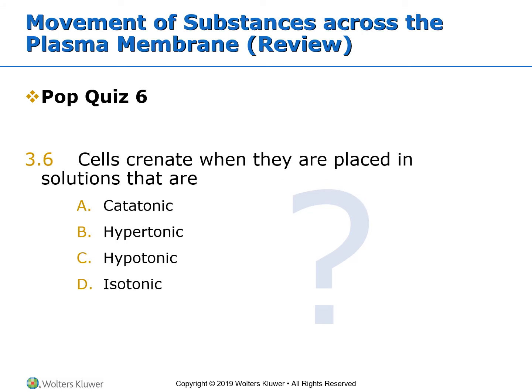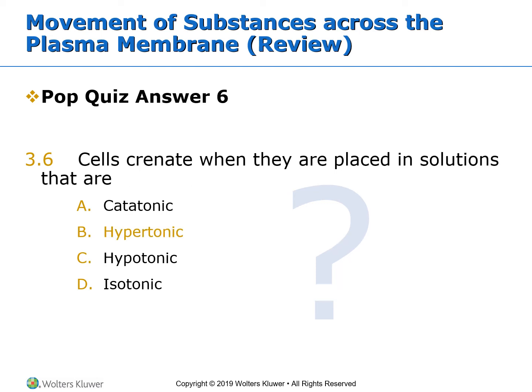Question number 6. Cells crenate when they are placed in solutions that are isotonic, hypertonic, hypotonic, or catatonic. The answer is cells will crenate when they are placed in solutions that are hypertonic due to loss of water. To equalize the concentration across the membrane, water would move from inside the cell to outside the cell, while the concentration of particles is increased.